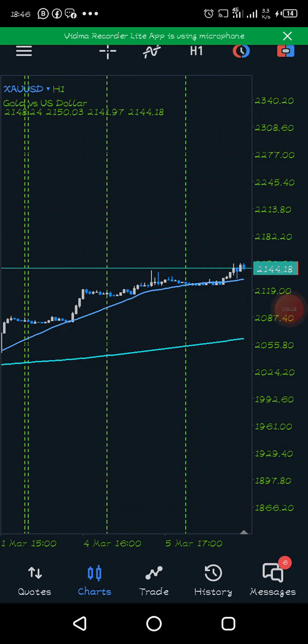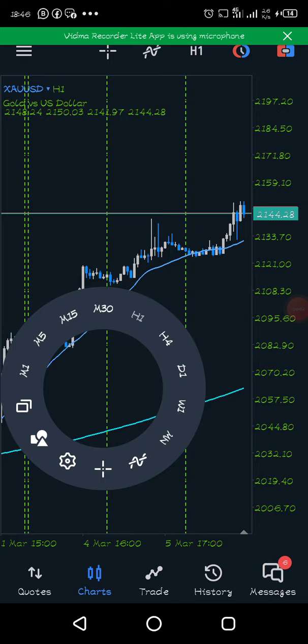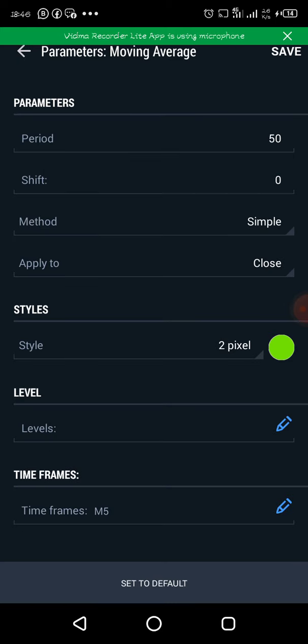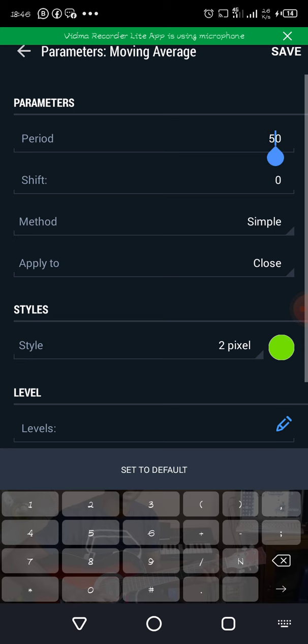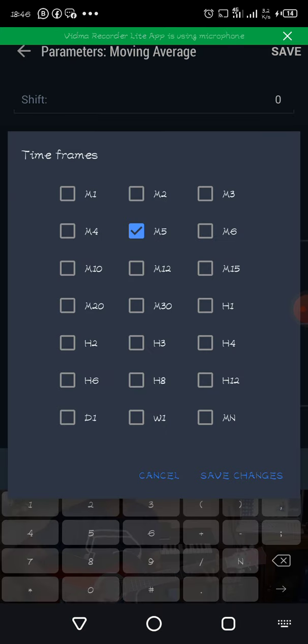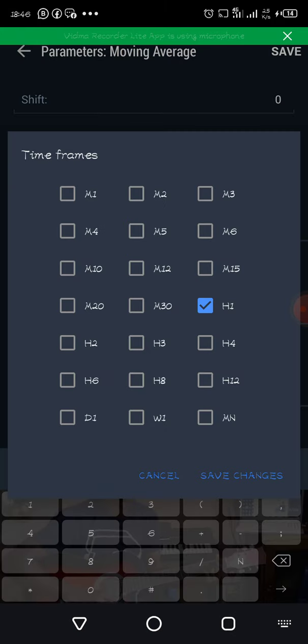I'm going back to 1 hour to set my time frame again, moving average. I'm going to set it to 5 minutes. But this time around, I want to use linear weight moving average. Then I'm going to leave it as green. Then I'm going to put this on 1 hour. So save changes. Sorry, I think I did not uncheck this.